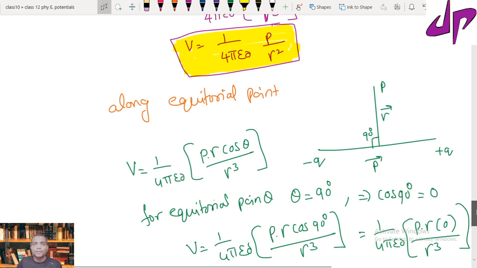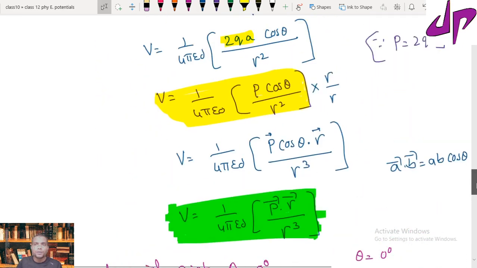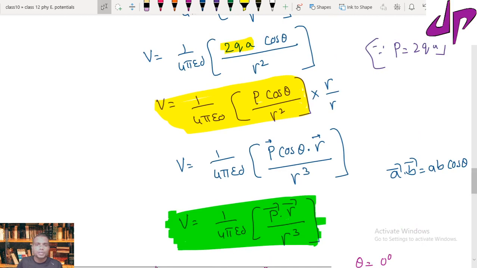So we can derive the potential for an electric dipole for the axial point and the equatorial point by using this general expression. In this general expression, we get it in terms of the dot product of the dipole moment vector and the position vector.